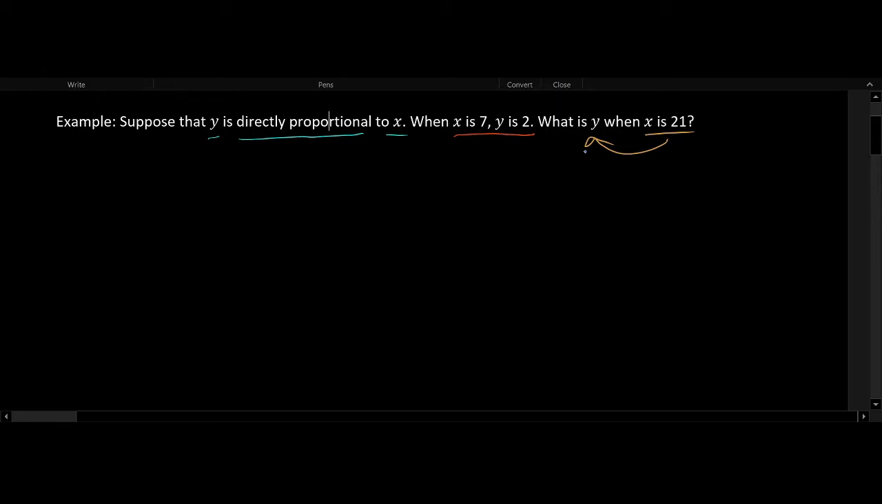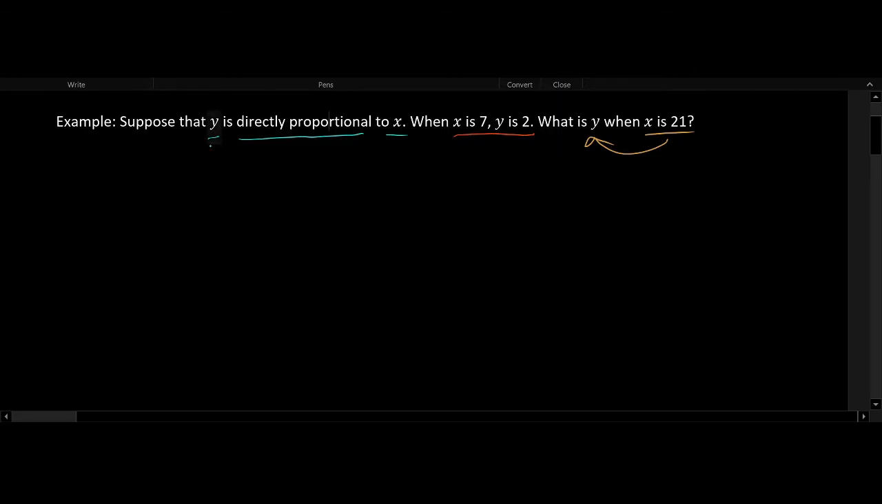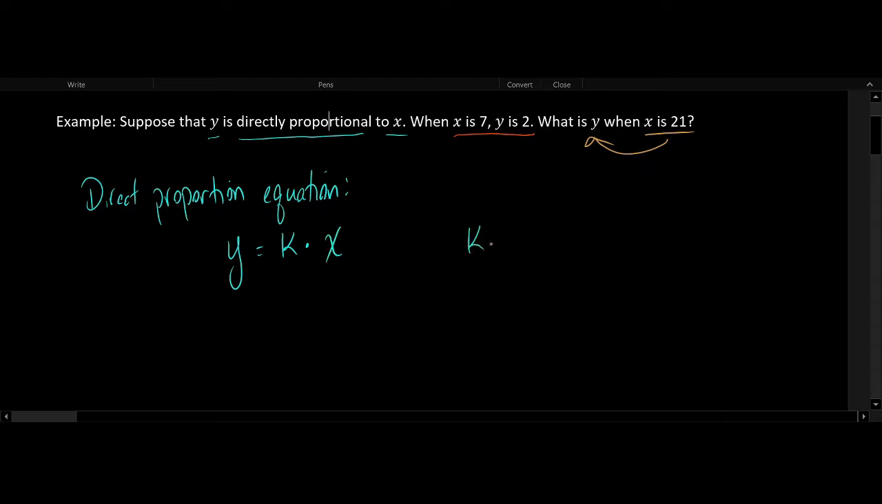Okay. Now the first thing that I'm going to do is take this statement about direct proportionality and translate it into the corresponding equation. And the direct proportion equation is the one where we have y equals k times x, where k is some number.